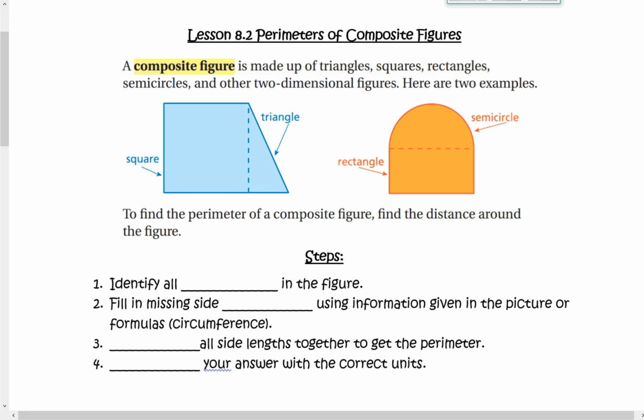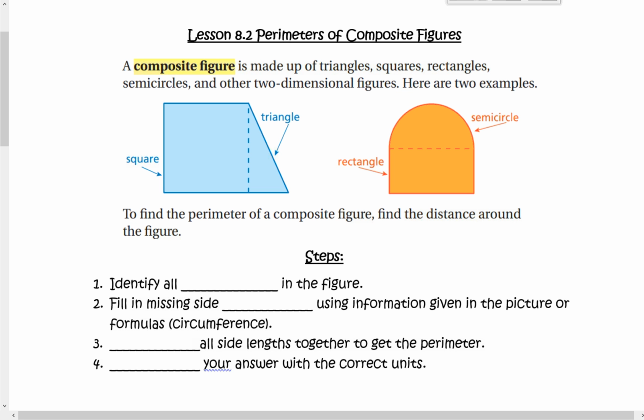Today we're going to learn lesson 8.2, perimeters of composite figures. First, we're going to talk about what is a composite figure. A composite figure is made up of triangles, squares, rectangles, semicircles, and other two-dimensional figures. So it's just a bunch of shapes that are added together.